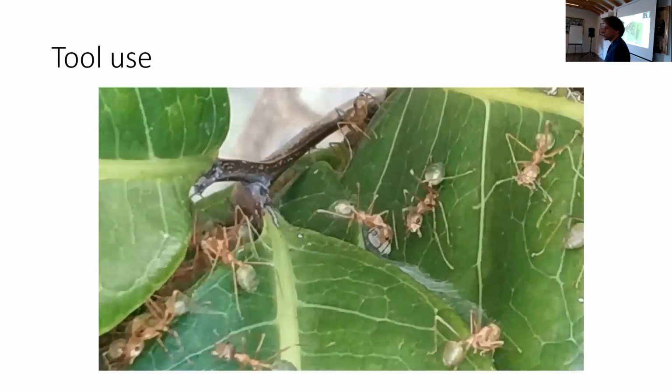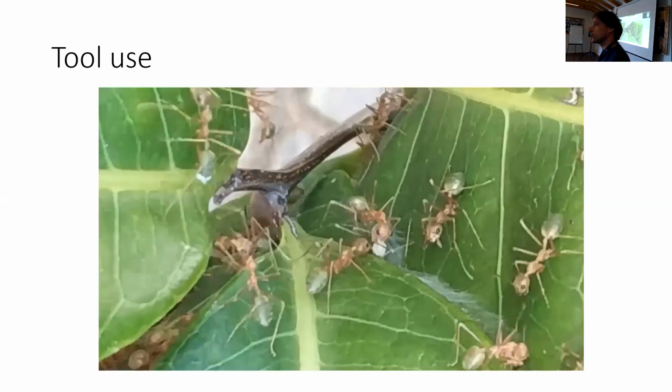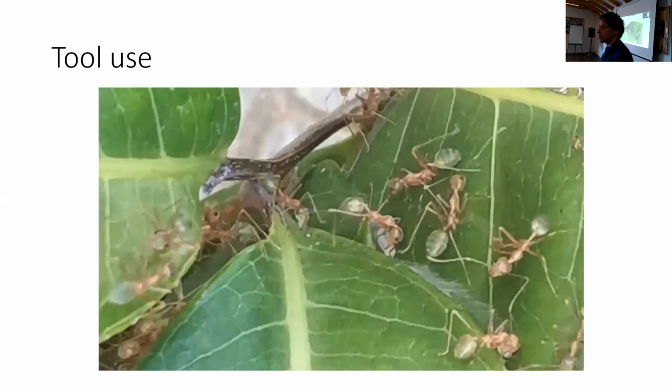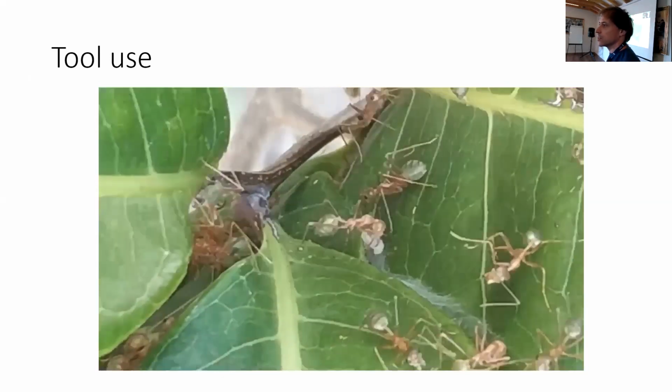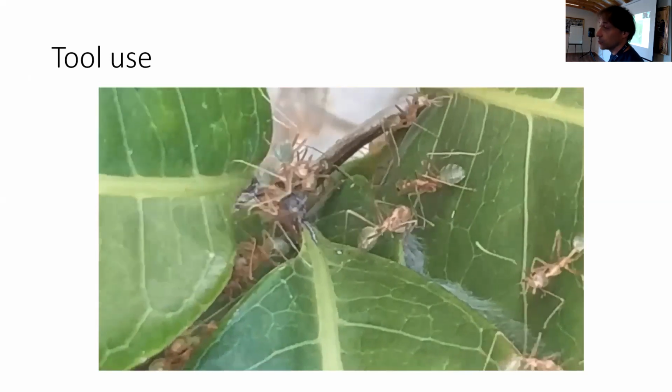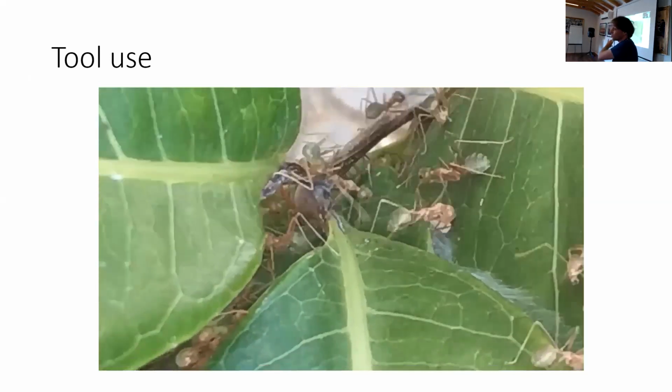And actually, I don't know if this tool use occurs in insects that are not social insects. I think most examples are from social insects, and this goes a little bit with this social brain idea. This evolved only in social insects. Maybe they're somewhat smarter.